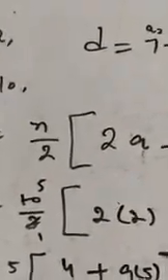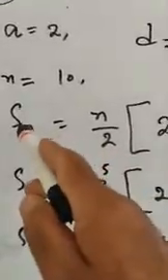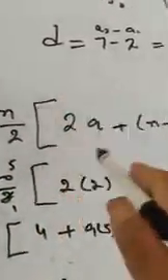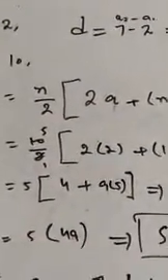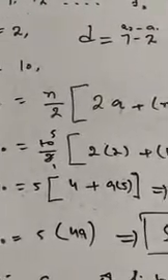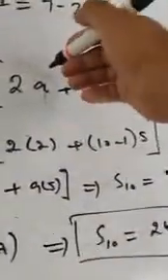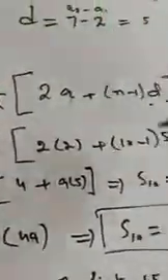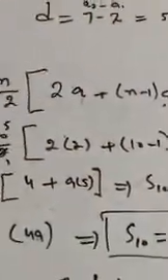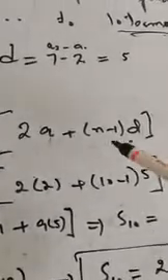Already in the last video I told you how we can find the sum: Sn equals n divided by 2 into 2a plus n minus 1 into d. If you remember this formula, in the last video I gave you the basic concepts: how you find the first term, the difference, the common difference, the last term, and the sum. If you have the first term a, n, and the common difference d, then you can easily find the sum of the terms.